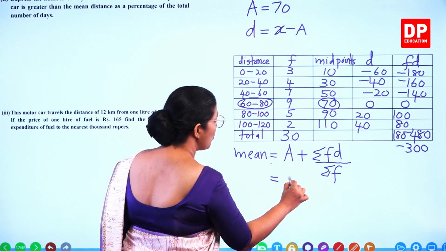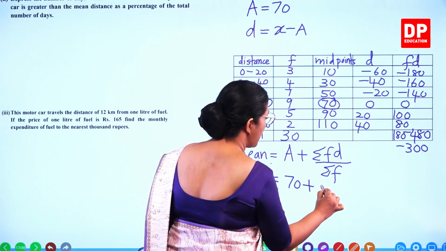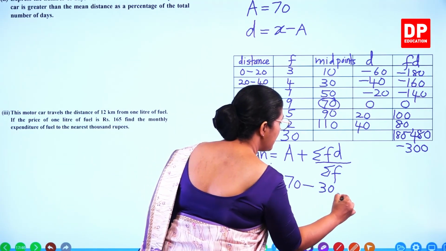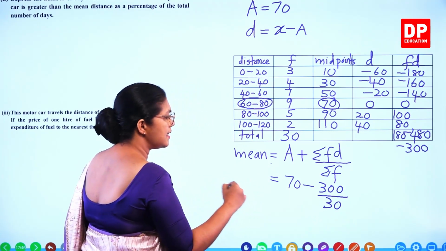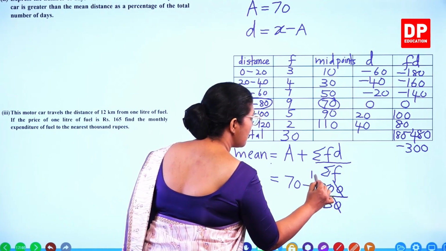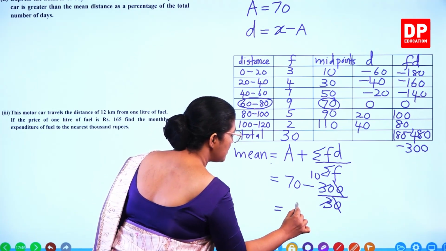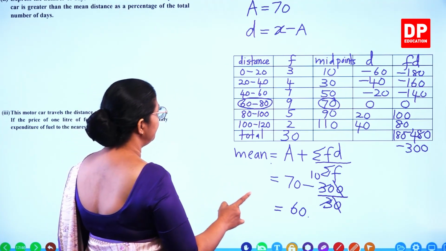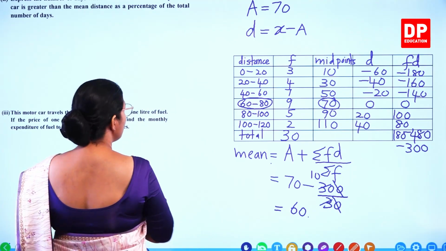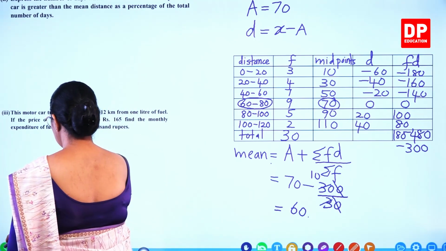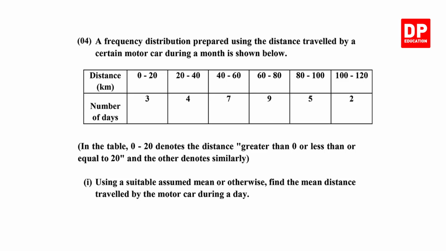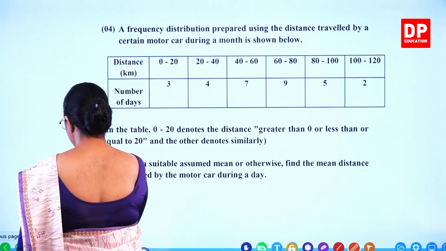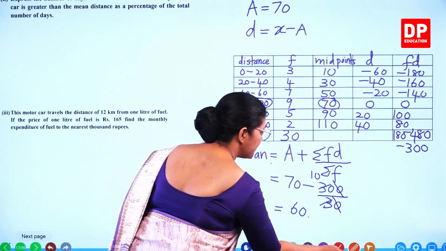So the assumed mean we took as 70. Sigma FD is minus 300. So you don't have to write down plus there. Minus 300 divided by total frequency 30. So you get 70 minus 10 is 60. So that's the mean distance. So what's the unit? Kilometers. So here, the mean distance traveled by the motor car during a day is in kilometers.